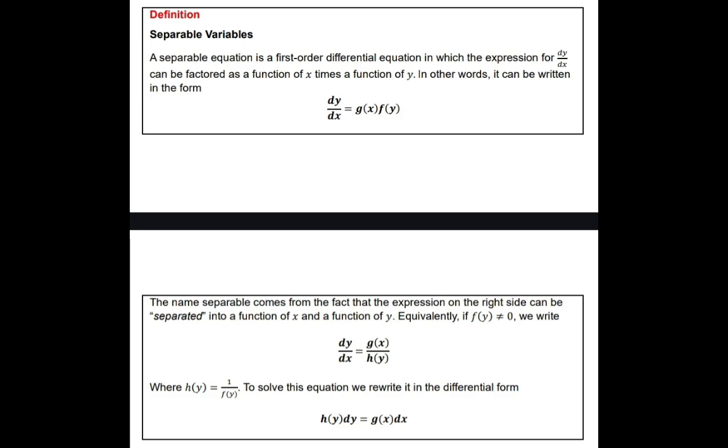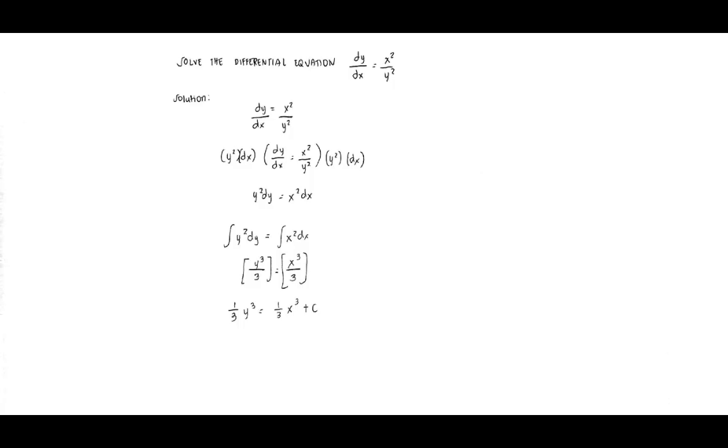Equivalently, if f of y is not equal to 0, we write dy/dx equals g of x over h of y, where h of y equals 1 over f of y. To solve this equation, we will write it in the differential form: h of y dy equals g of x dx. Now let's have our first example.